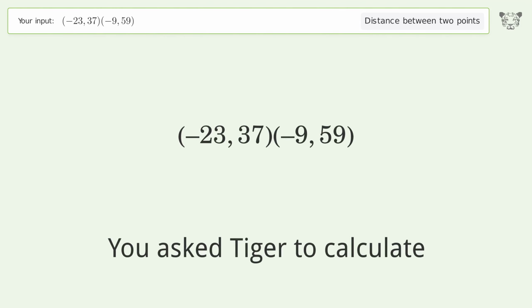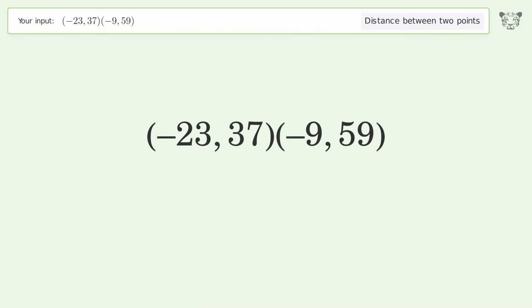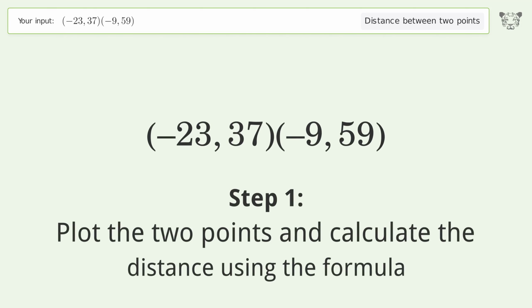You ask Tiger to calculate. This deals with the distance between 2 points. The distance between the 2 points is the square root of 680, or 26.077. Let's solve it step by step. Plot the 2 points and calculate the distance using the formula.